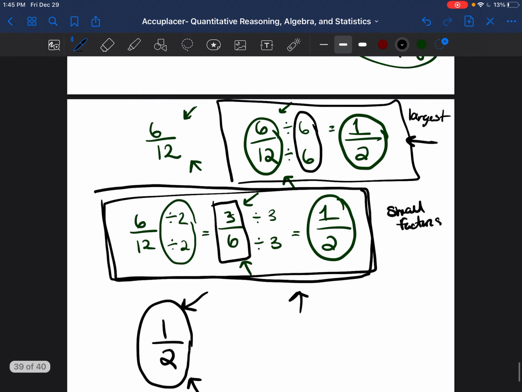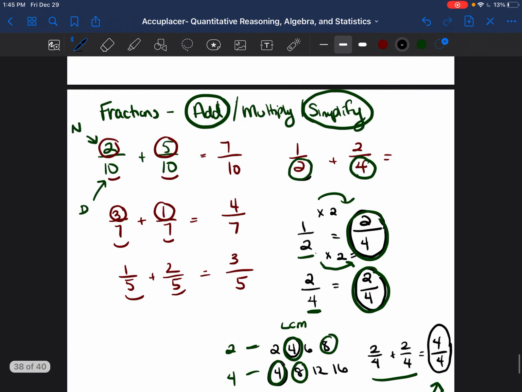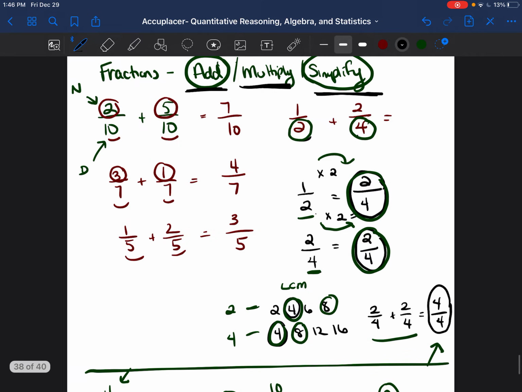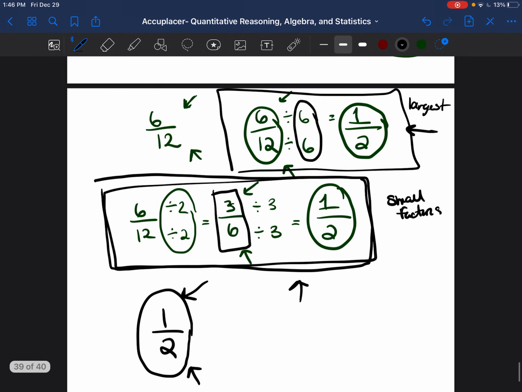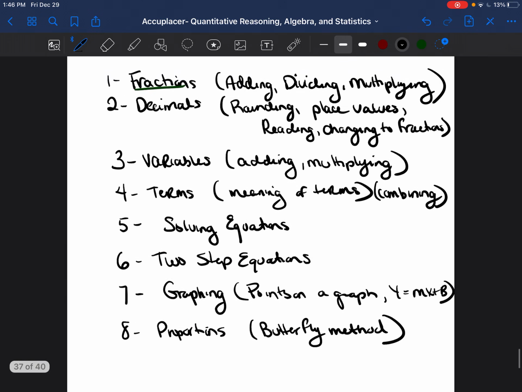So do you see why I taught you guys how to add fractions, then simplify them, then multiply them? Again, when adding fractions, they have to have the same denominator. When simplifying fractions, you divide by factors. If you divide by the largest factor, then you can get your answer very quickly. If you divide by smaller factors, then you have to continue doing it until you're not able to divide any further. Okay, guys, well done with fractions.